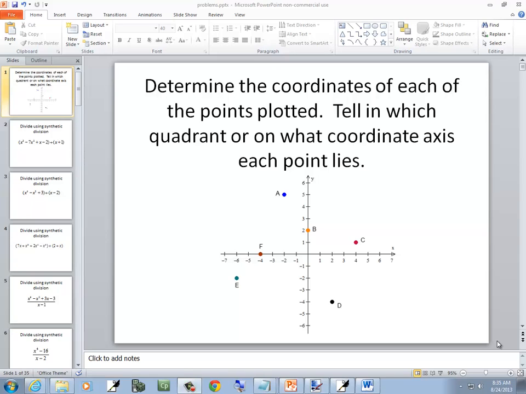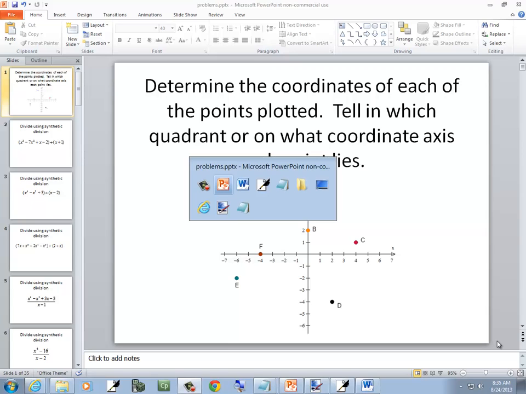In this problem, we want to determine the coordinates of each of the points plotted and tell in which quadrant or on which coordinate axis each point lies.